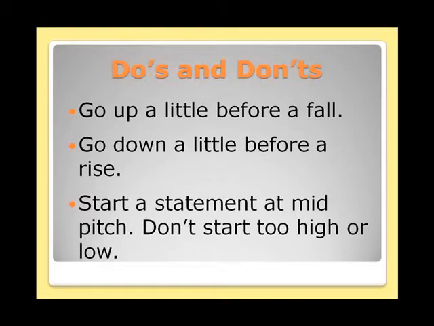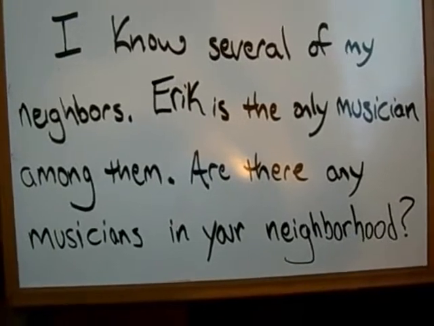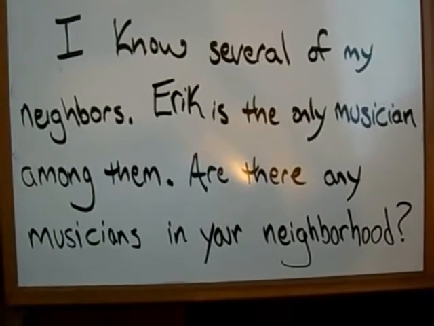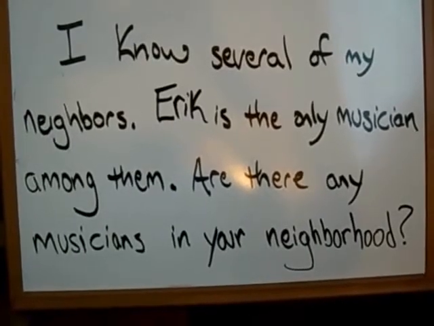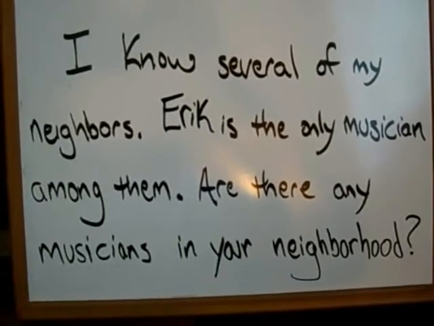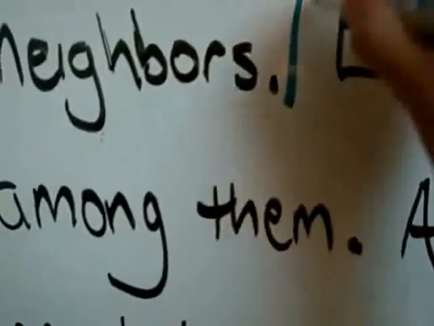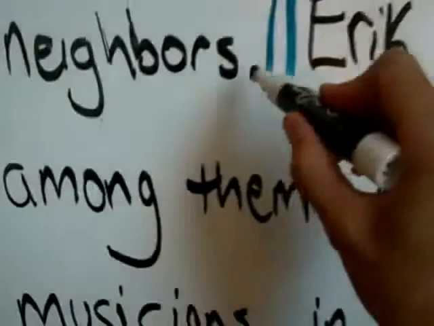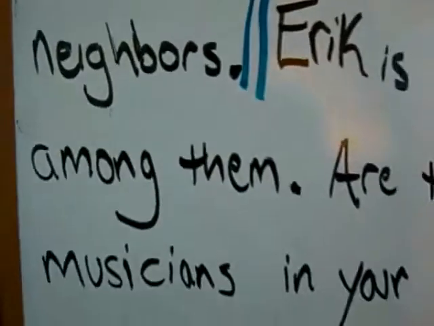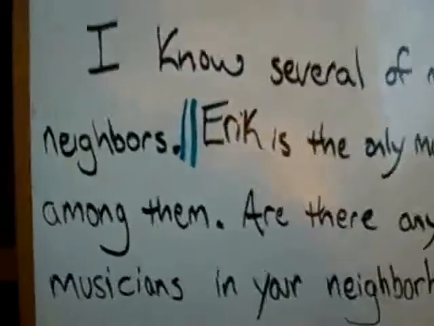Let me demonstrate all of this through an example. I know several of my neighbors. Eric is the only musician among them. Are there any musicians in your neighborhood? The first sentence can be read as one thought group. Let's mark that. We're giving factual information. We're making a statement. So we'll use falling intonation.